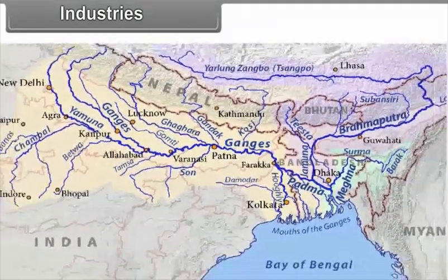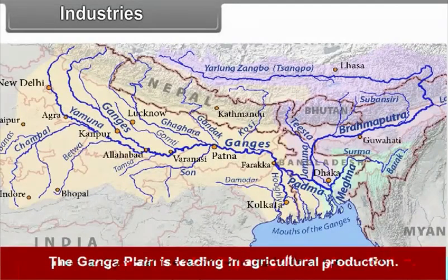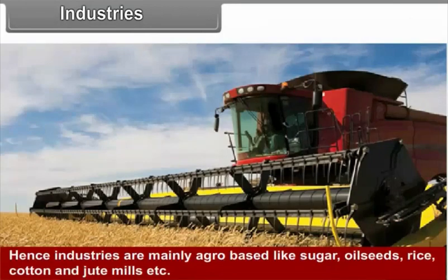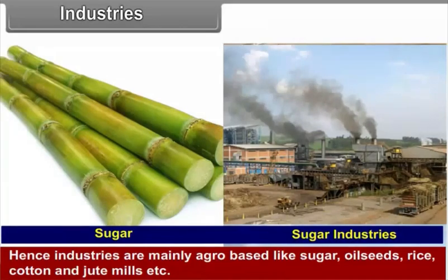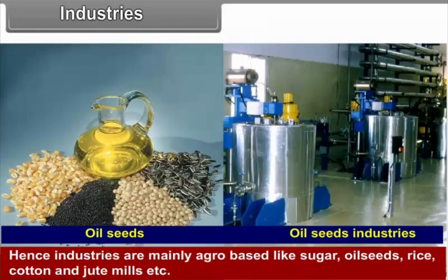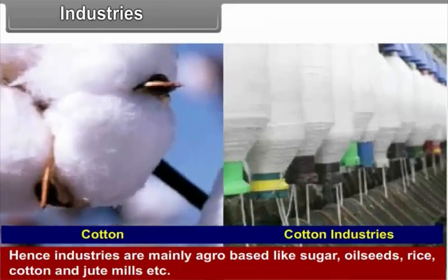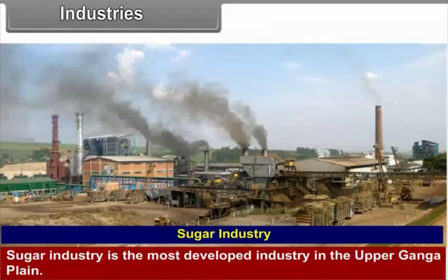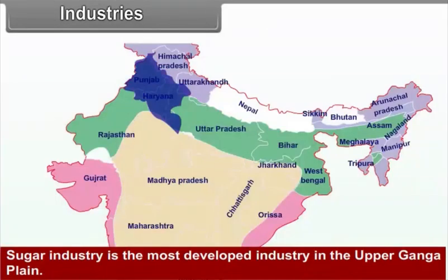Industries. The Ganga plain is leading in agricultural production. Hence, industries here are mainly agro-based, like sugar, oilseeds, rice, cotton and jute mills, etc. Sugar industry is the most developed industry in the Upper Ganga Plain.